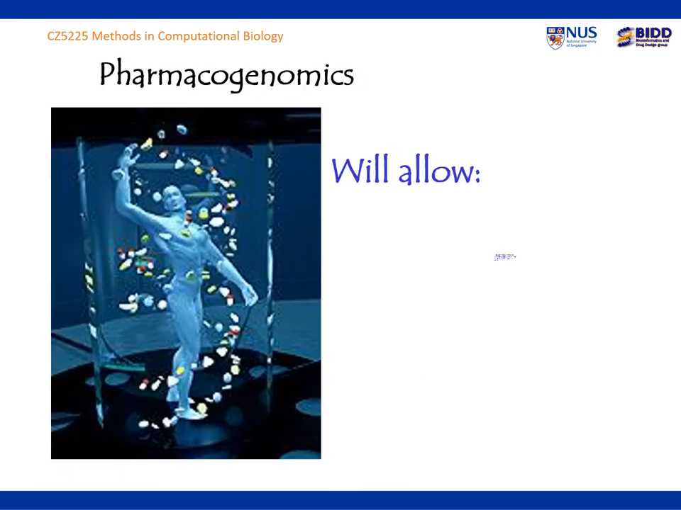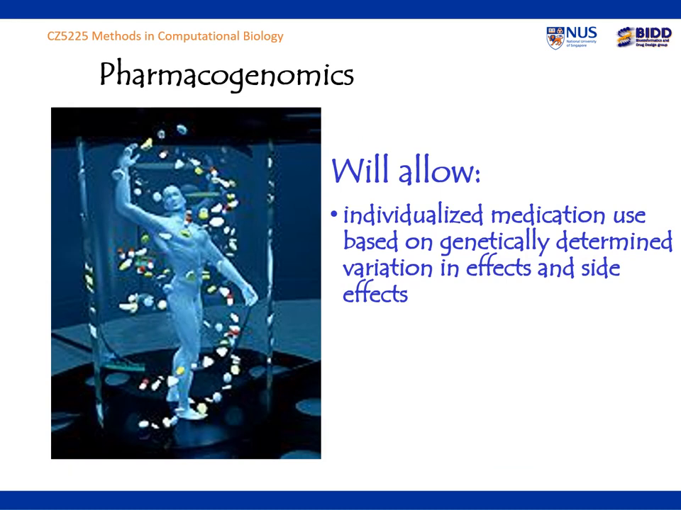Pharmacogenomics will allow for individualized or personalized medication based on genetically determined variation in effect and side effect. This field of pharmacogenomics is still in its early stages. It's possible that millions of genetic variations may exist. We don't know, and identifying those new variations will take many years, if it's even possible. That is going to take time.